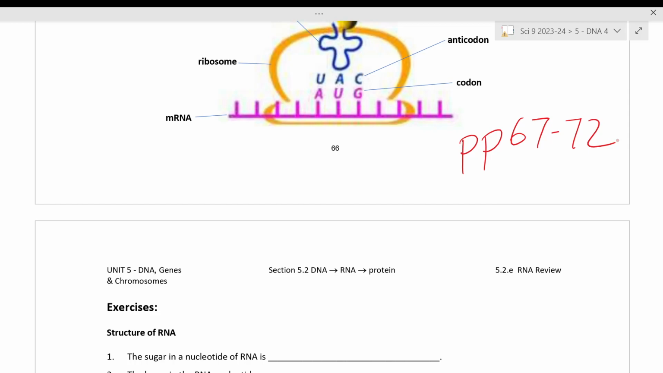This is a nitrogen base. I know. It's okay. I wouldn't give you a question like that on a test.